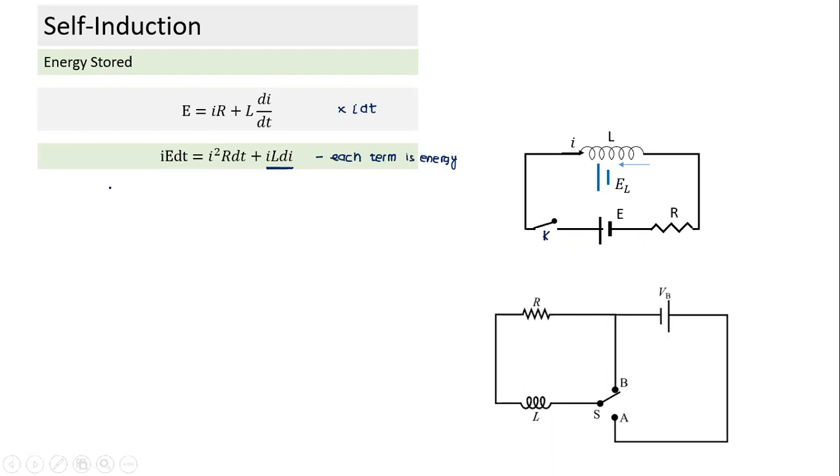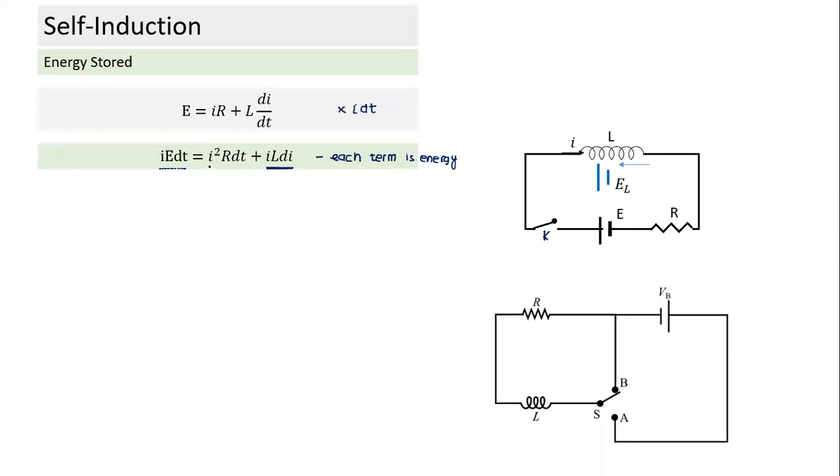And what does I E dt indicate? Can someone tell me what this term would indicate? This is energy. Can someone define this term better? What does I E dt indicate? Energy supplied by the battery in time interval dt. Perfect. So this term is the energy supplied by the battery in time interval dt.